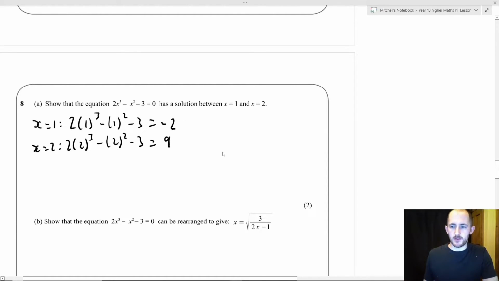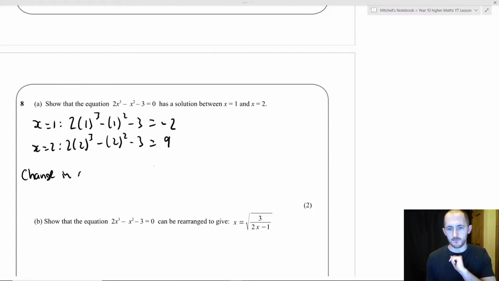So, here's where things get a bit more interesting, okay? When you sub in those two values, if there is a change in sign, then there is a solution between those two values. Okay? So if this first value is negative and the second one's positive, or the first one's positive and the next one's negative, there exists a solution, okay? So what you want to write exactly is change in sign, and I'll go through why in a second.